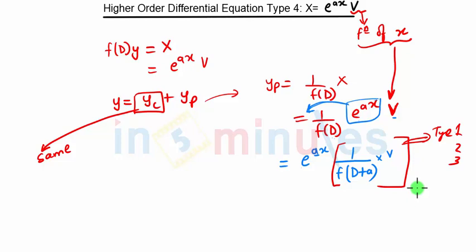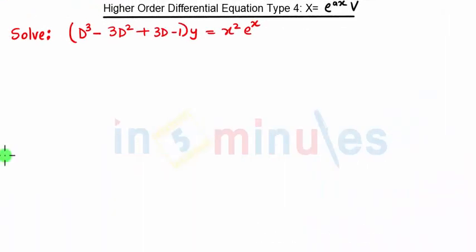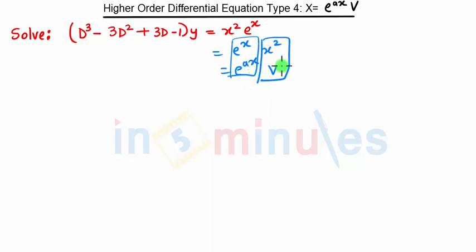This will be more clear when we see a problem on this. So solve this. As you can see, in this equation we have e raised to x into x square. So it is equivalent to e raised to ax into v, where v is x square and this is the e raised to ax term. So this equation is of the form X equal to e raised to ax into v.